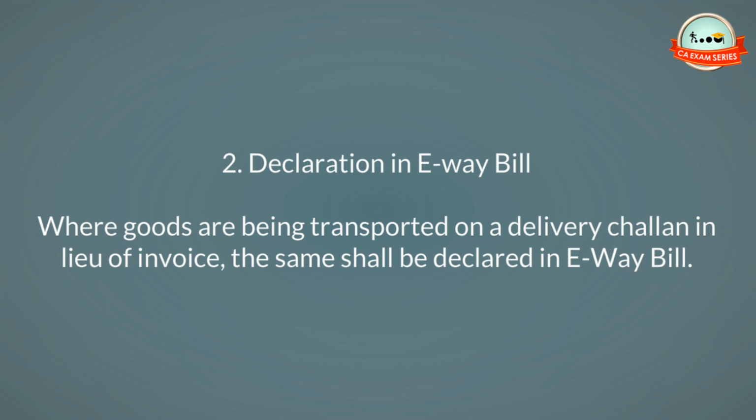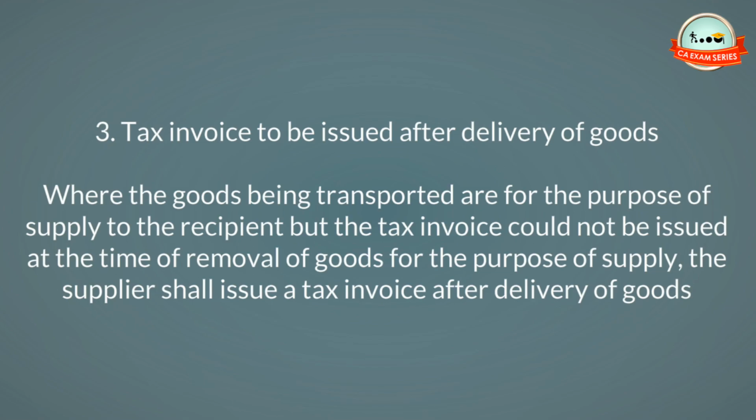2. Declaration in e-way bill. Where goods are being transported on a delivery challan in lieu of invoice, the same shall be declared in e-way bill. 3. Tax invoice to be issued after delivery of goods. Where the goods being transported are for the purpose of supply to the recipient but the tax invoice could not be issued at the time of removal of goods for the purpose of supply, the supplier shall issue a tax invoice after delivery of goods.